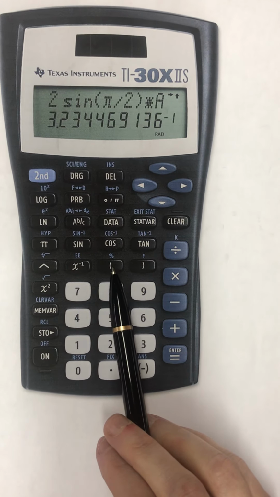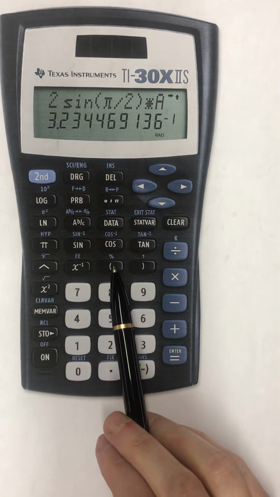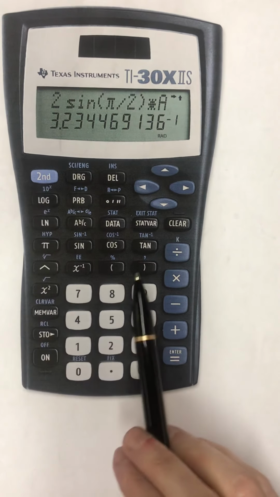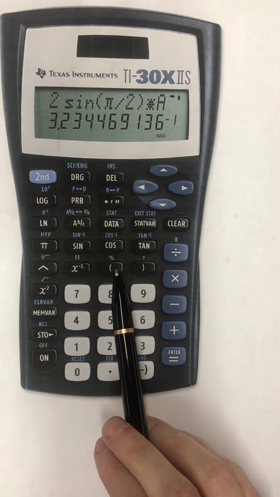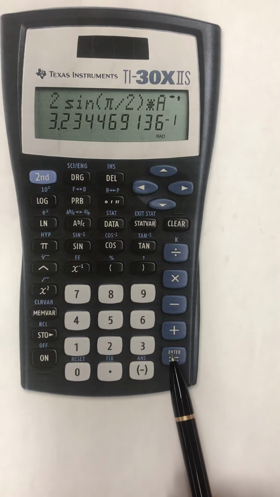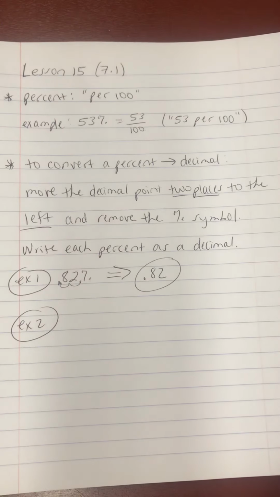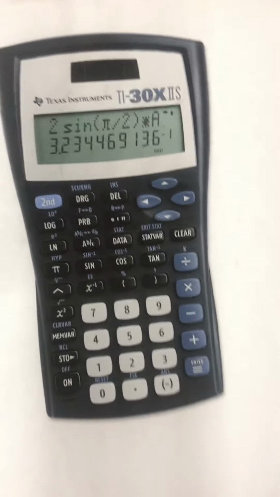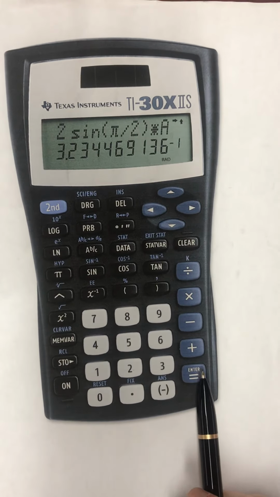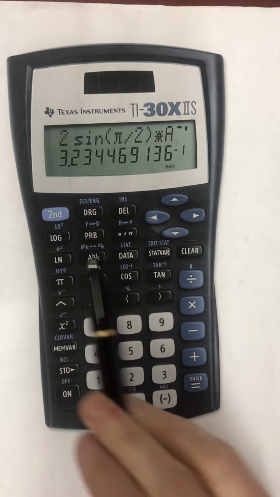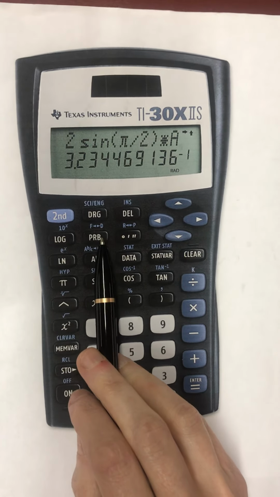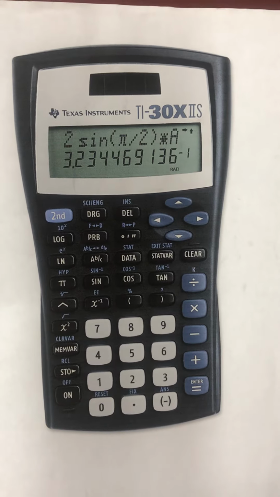53% was our example. You could do 53%. You go 53 and then second left parenthesis to make that a percent. And then if you just hit equals, it would likely give you the decimal. It would tell you that that's 0.53. If not, you could hit equals and then you could convert it into a decimal using this key right here, if it gave you a fraction instead, but usually it would give you a decimal.